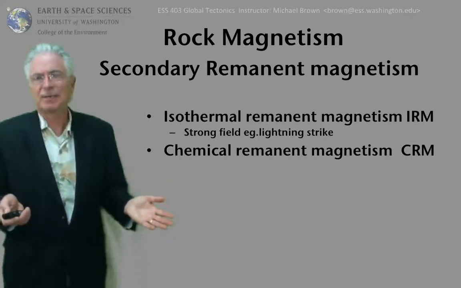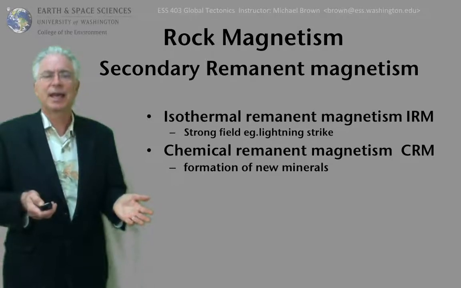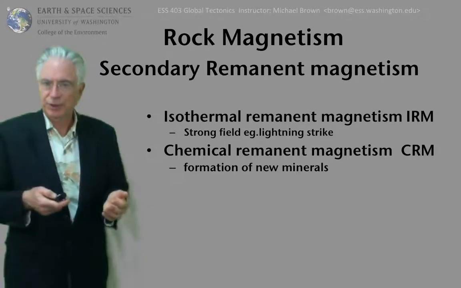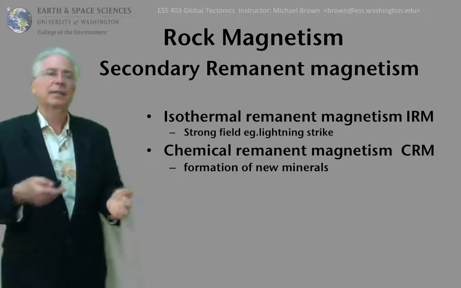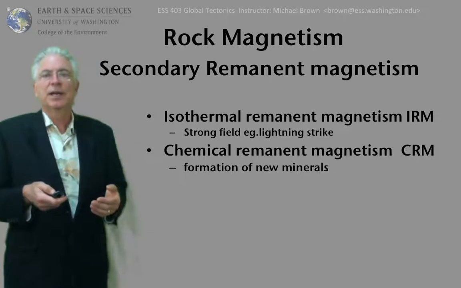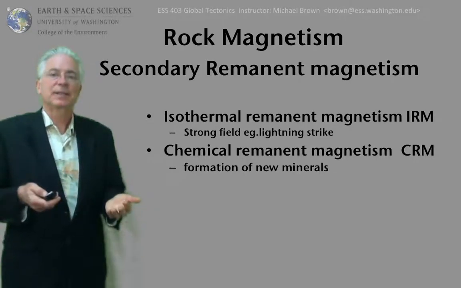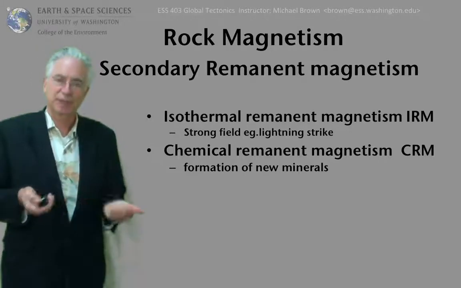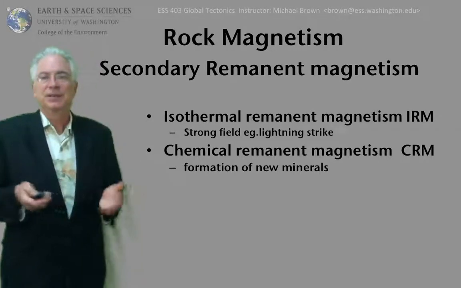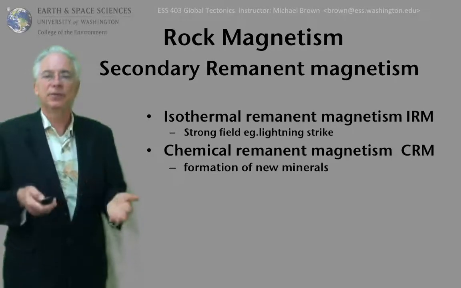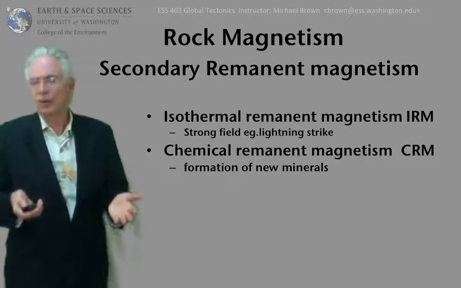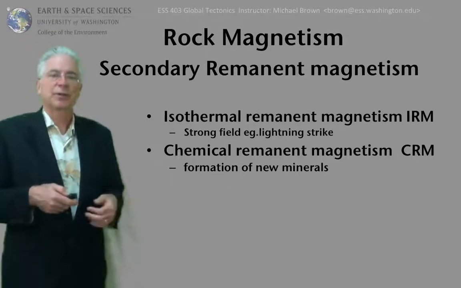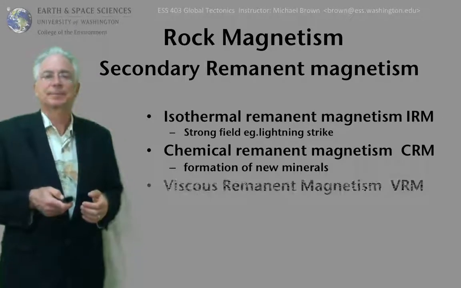There's chemical remnant magnetization. The idea here is that as new minerals precipitate out of solutions in a chemical processing of the rock, they can obtain a remnant magnetization at the time the minerals formed rather than at the time the rock was originally created. So chemical remnants could be a confusion on top of, or an overprint on top of, a primary magnetization associated with the original formation of the rock.